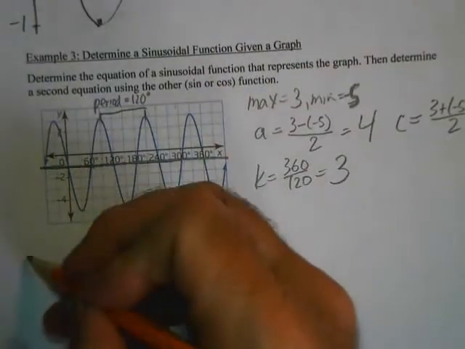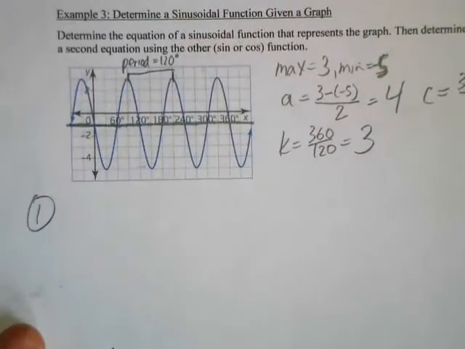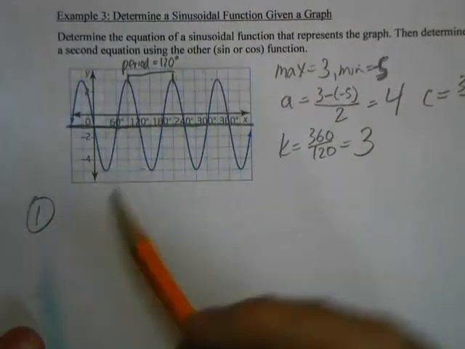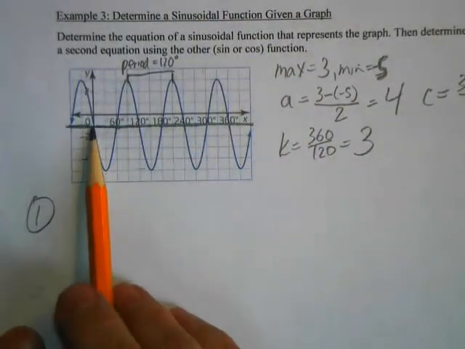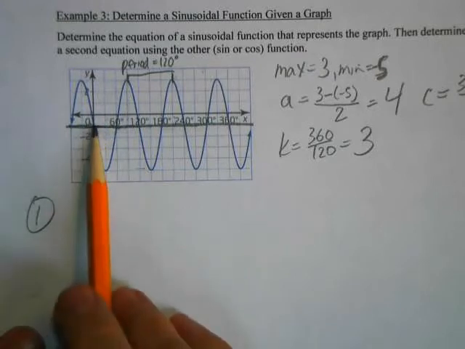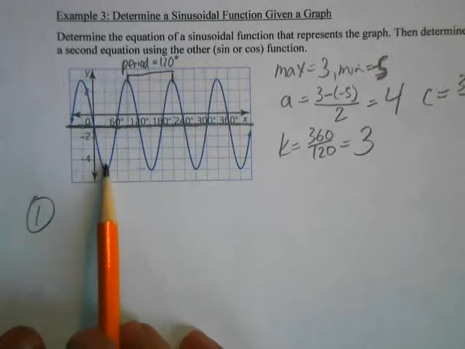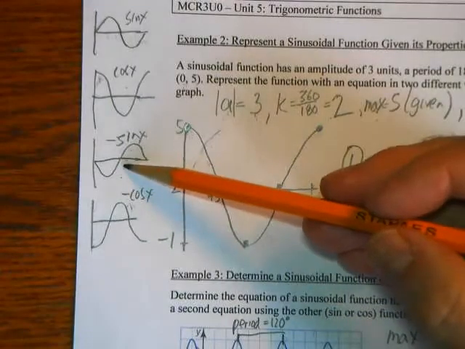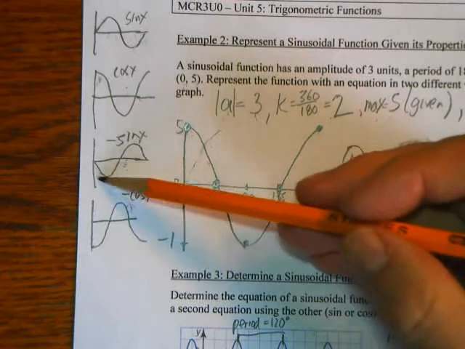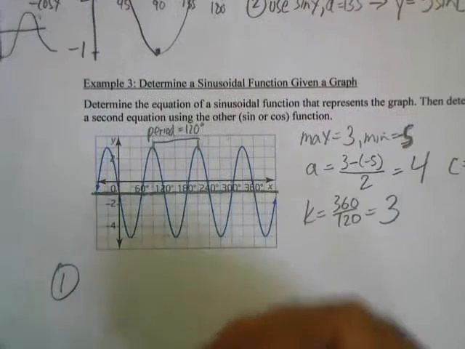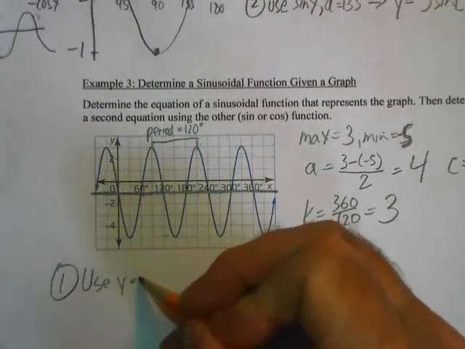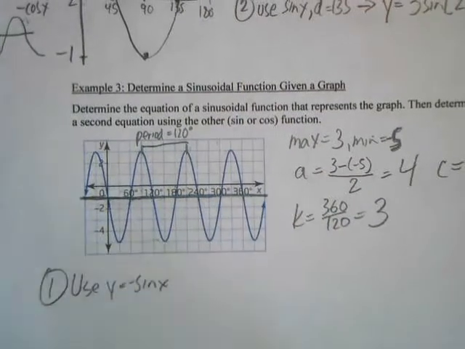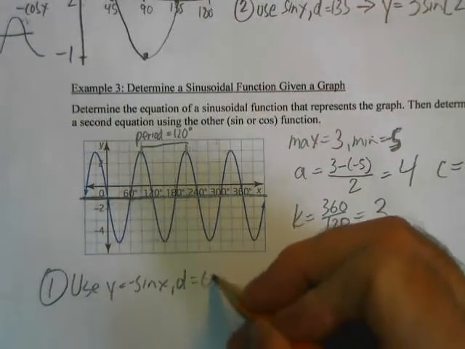Okay, so I'm going to do two equations. The first one, I'm looking at this graph, and this is the first reason why that line is important. I can see that there's the center axis right there, and the graph that we have starts at the center axis and goes down, and I know from my four choices that's the negative sine x graph, with no phase shift. It starts in the middle and goes down just like this one does. So I'm going to use y equals negative sine x, and with that I have no phase shift.